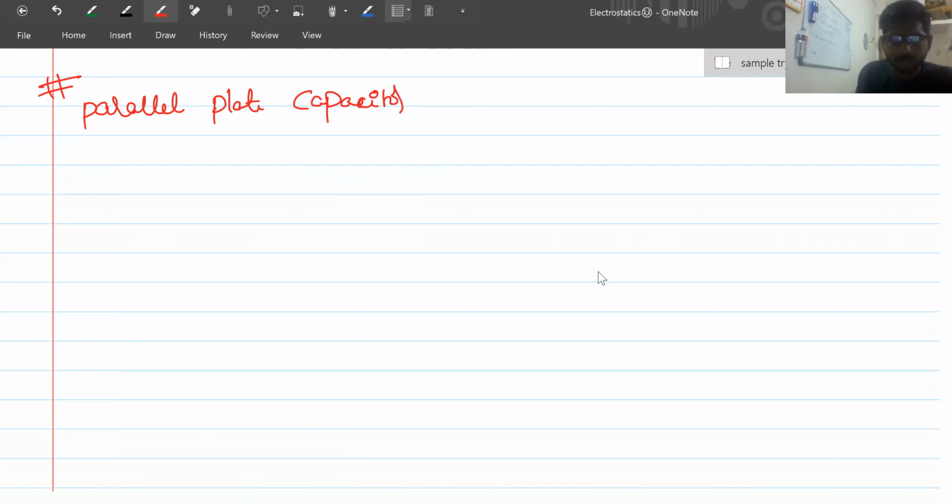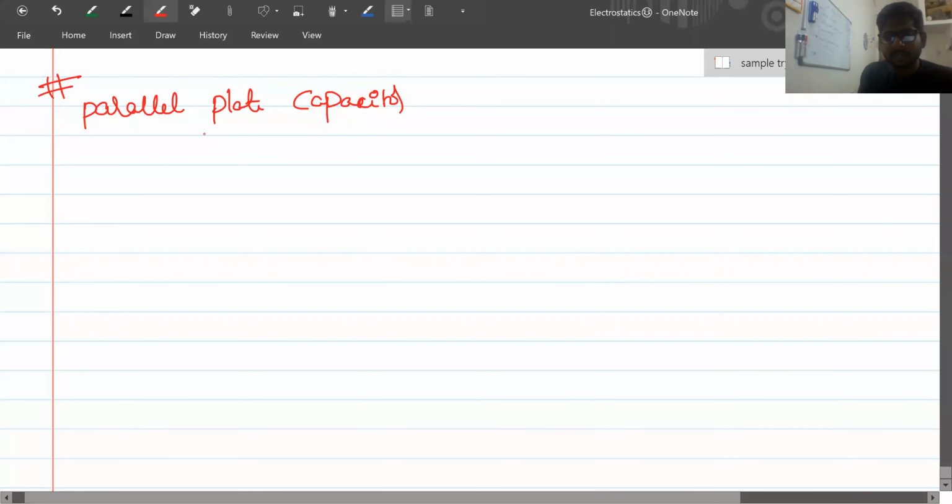And another important one is the parallel plate capacitor. Here we have studied the spherical isolated capacitor and the spherical capacitor, which is a combination of two conductors. Now we'll study the parallel plate capacitor.